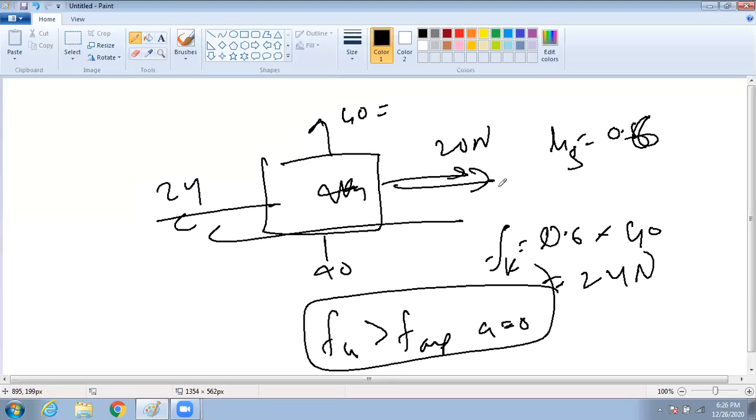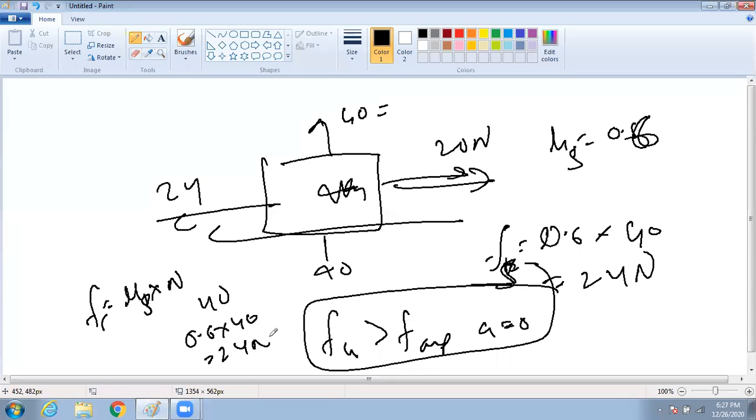Sir, the static friction is 20 Newton only, no, sir? Why is static friction 20 Newton? No, this is Fs. Fs is mu s into N. N is 40. Mu s is 0.6. So 0.6 into 40 will be 24 Newton. Why did you get 20 Newton? No, sir, the limiting friction is only 24 Newton, but the static friction should be 20 Newton, sir. Otherwise it won't be logical, because if one side is 24 and the other side is 20, then it will be unbalanced.